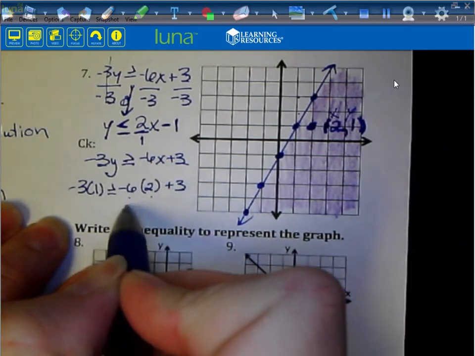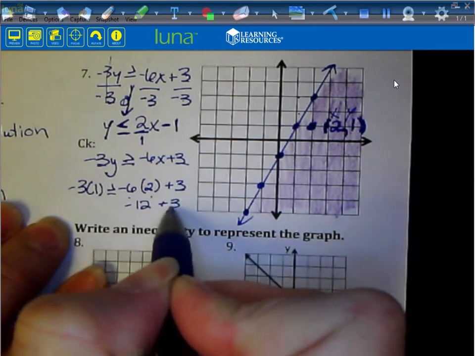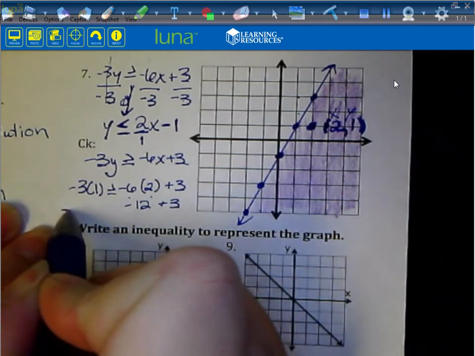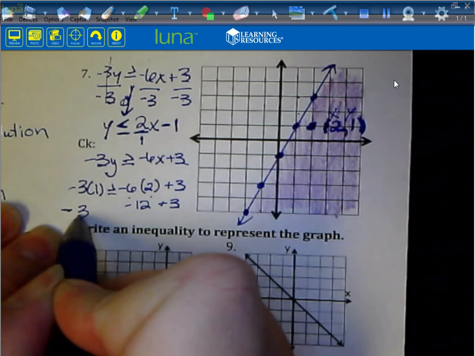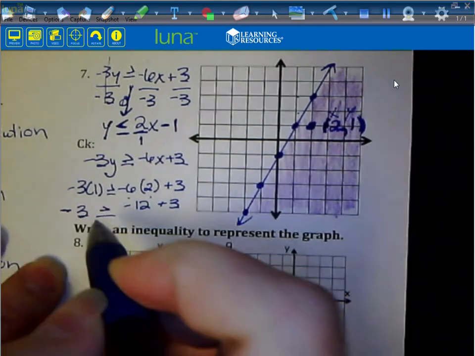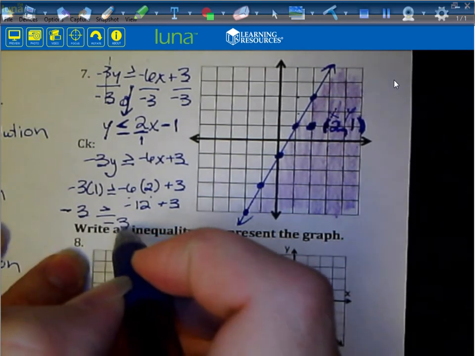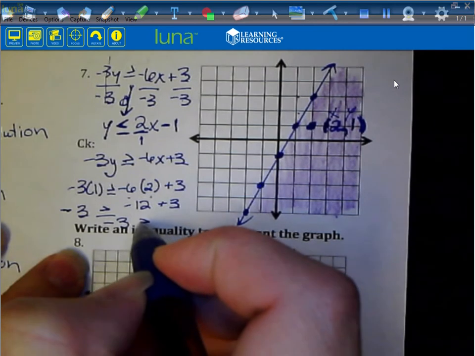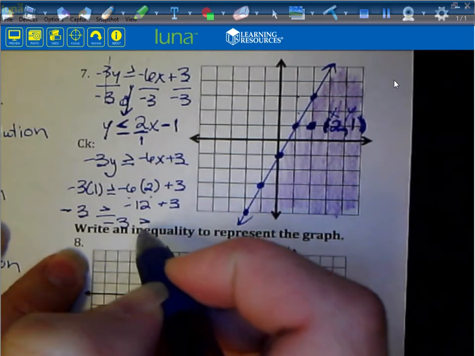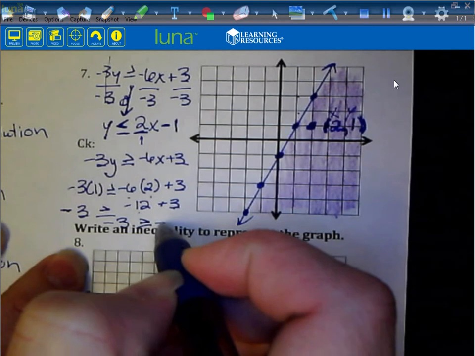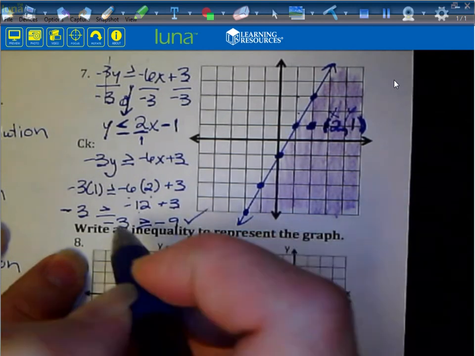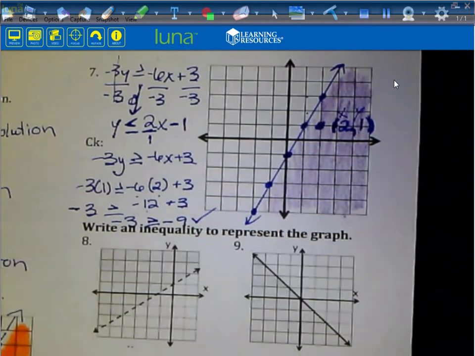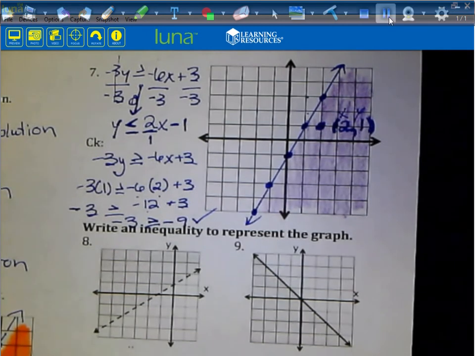Negative 6 times 2 is going to give me negative 12 plus 3. And then over here I have negative 3. Okay, and then I'm going to work this out. It's going to give me negative 3 is greater than or equal to, and negative 12 plus 3 is going to give me negative 9. And that does check out. Negative 3 is greater than negative 9. Make sure that you have all of that down. You can pause the video if you need to.